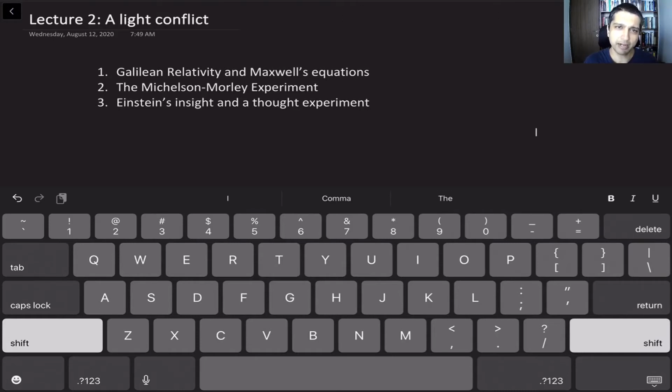This led to a paradox where Einstein began to puzzle over this result, or what was a null result of the Michelson-Morley experiment, and we will see his thought process for how he began to resolve this paradox.